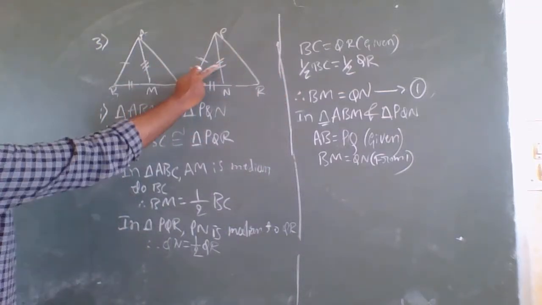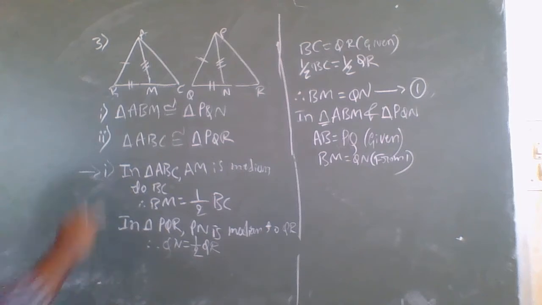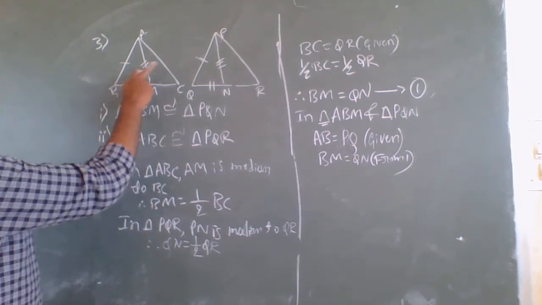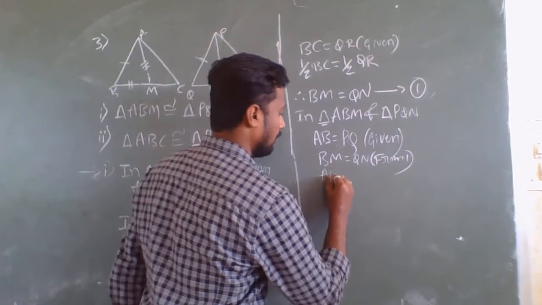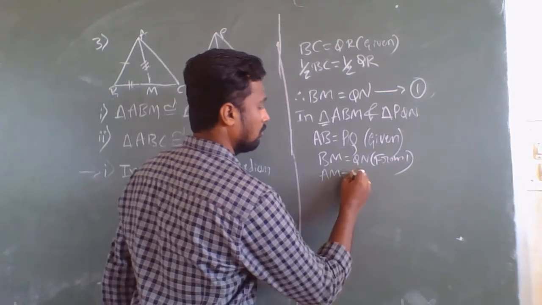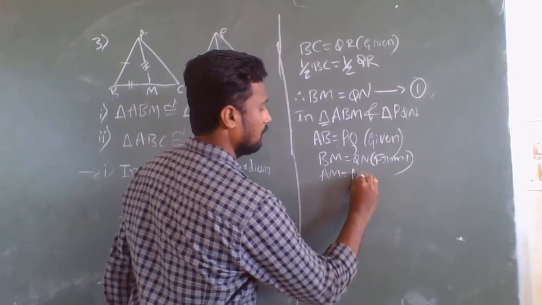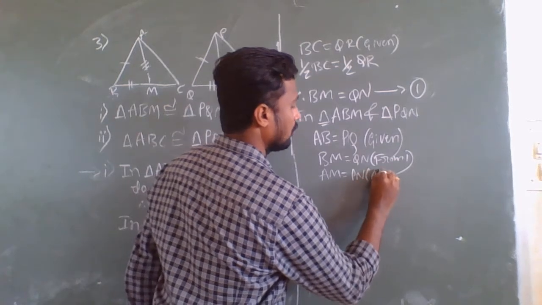Now AM is equal to PN. They have given that this median AM is equal to PN. This is also given.